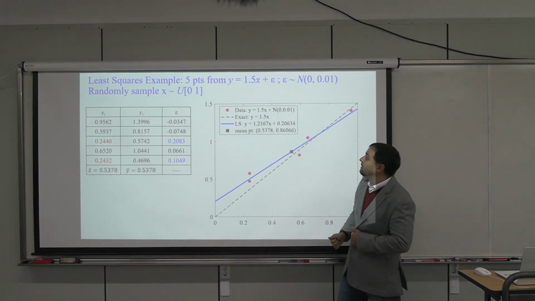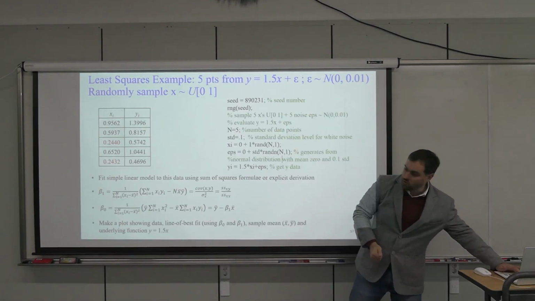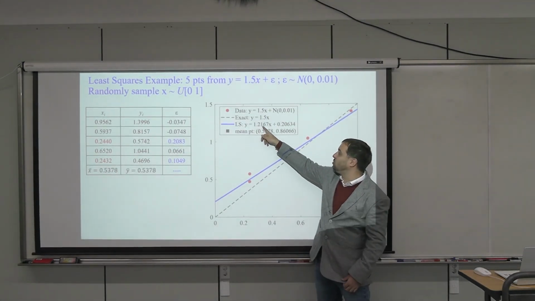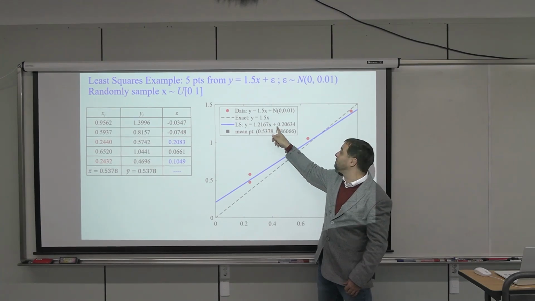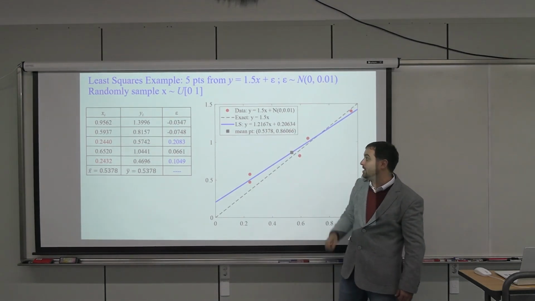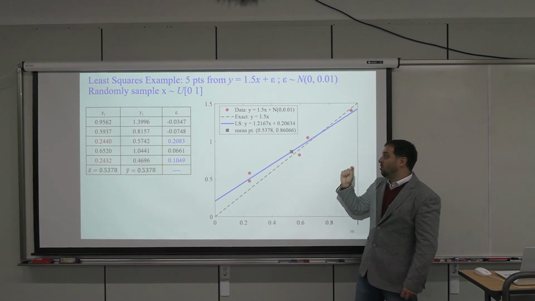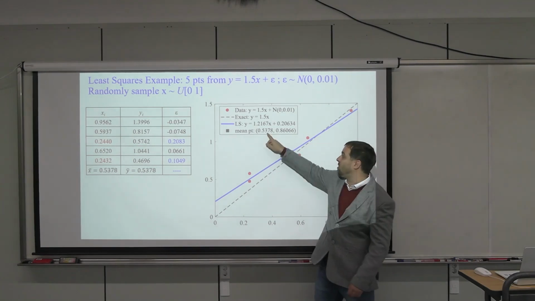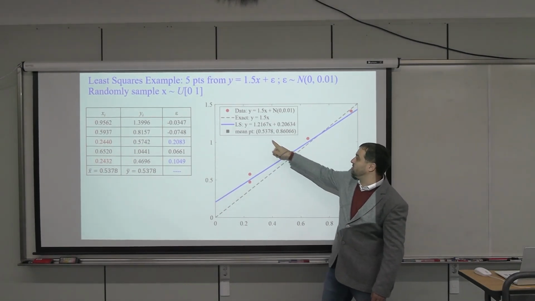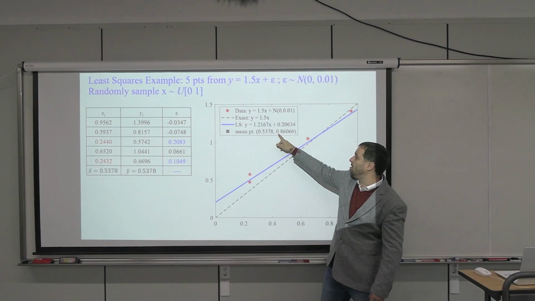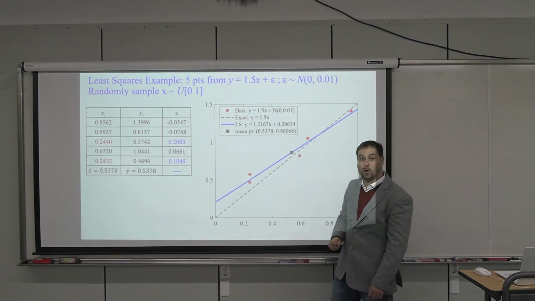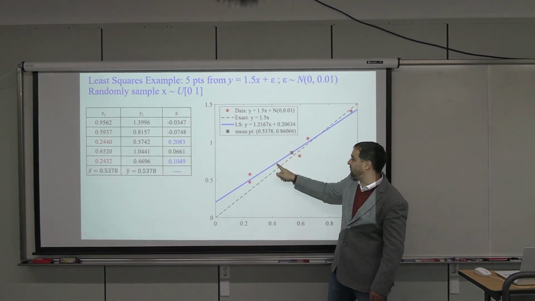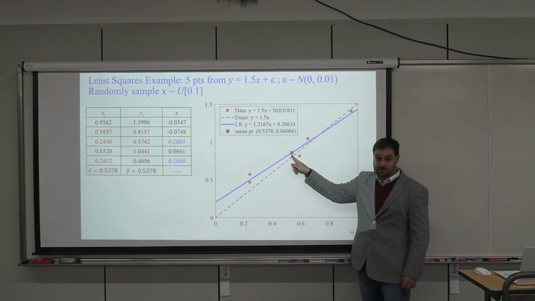And so, if you calculated your slope and y-intercept, you should have gotten 1.2167 for your slope, beta 1, and 0.20634 as the y-intercept. And then you always should plot the sample mean. So your mean of your x's and your mean of y, that's this black square. It's 0.5378 for x bar and 0.86066 for y bar. And if you look, the line of best fit passes through the mean point.